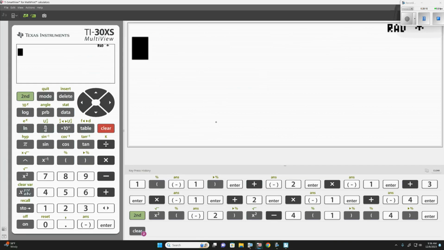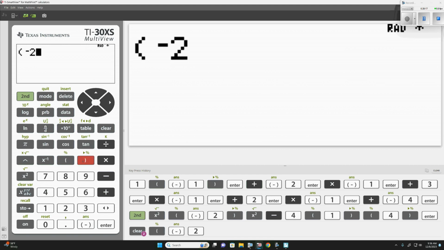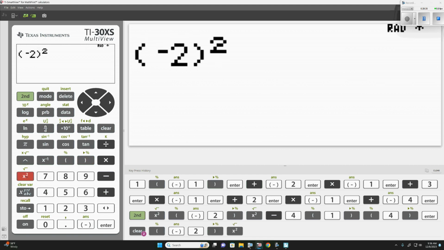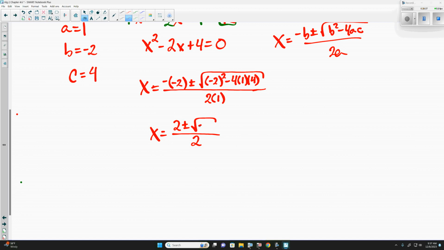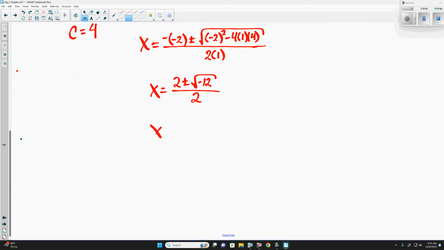So in the calculator, I would use the 30xs because I find it sometimes easier to type in -2 squared minus 4 times 1 times 4. Works a little bit quicker. We get -12. So that does explain to us why, when we tried to take the square root of b squared minus 4ac earlier, we got an error.